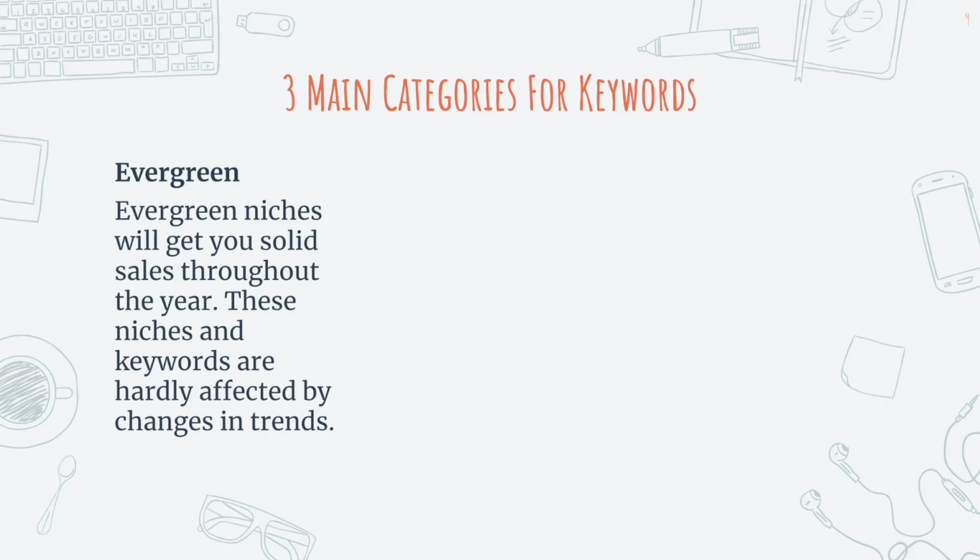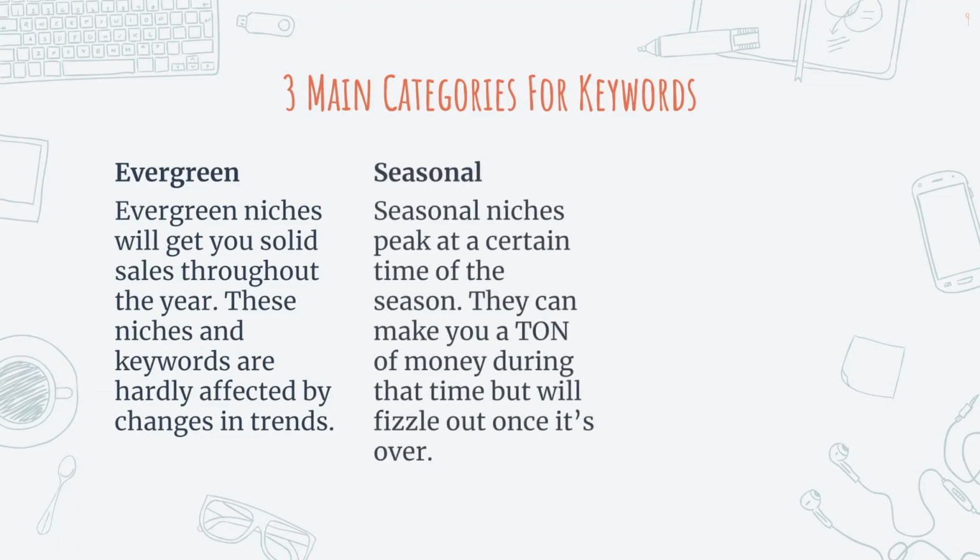The next category is seasonal. Seasonal niches peak at a certain time of the year or season. They can make you a ton of money during that time, but will fizzle out once it's over. So seasonal is your holiday stuff: Valentine's Day, Mother's Day, Father's Day, Christmas, those types of things. But even fishing, like what I was just talking about, is kind of both evergreen and seasonal. It does have a peak in the summer, but people that love fishing can sell throughout the year as well.